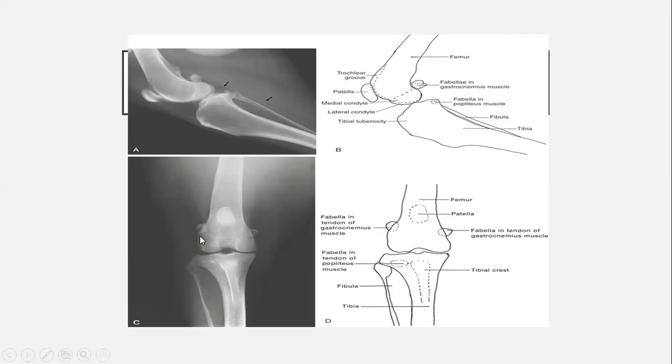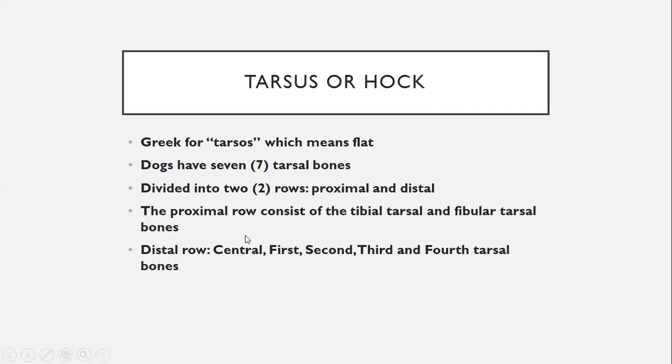Again, this is the fabulae. This is the trochlea, by the way. So that's the fabulae superimposed. Now we go to the tarsus or hock.